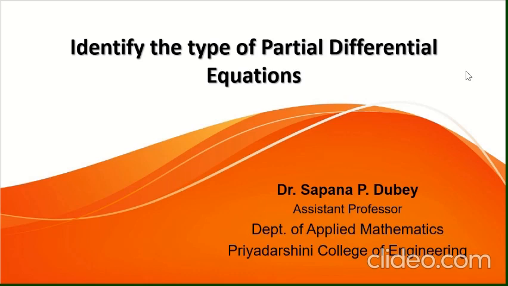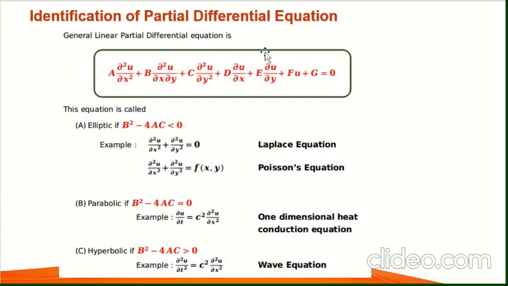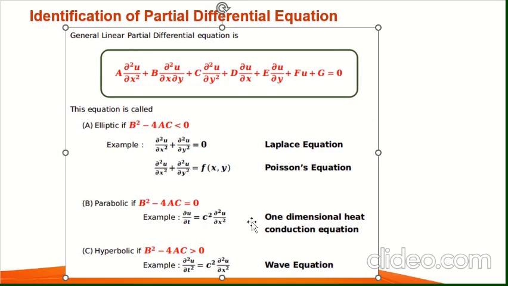Today we are discussing how to identify the type of partial differential equation. The identification is based on the general linear partial differential equation written in this box. The general equation is A ∂²u/∂x² + B ∂²u/∂x∂y + C ∂²u/∂y² + D ∂u/∂x + E ∂u/∂y + Fu + G = 0.